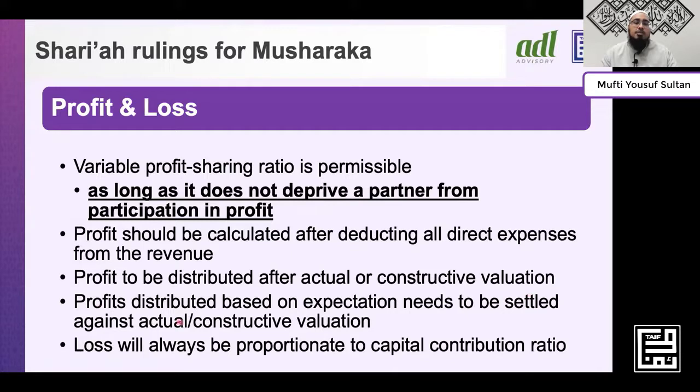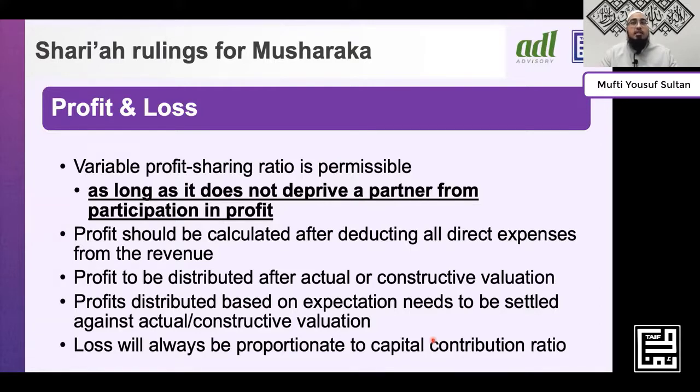Okay, profit distributed based on expectation. In IFIs, you will see if it's a Mudaraba savings account, for example. In many countries, the deposit side uses the Mudaraba agreement. So let's say there is a Mudaraba savings account, a Mudaraba fixed deposit account, and so on. And the IFI is distributing or disbursing provisional profit or expected profit in the middle of the year, for example.